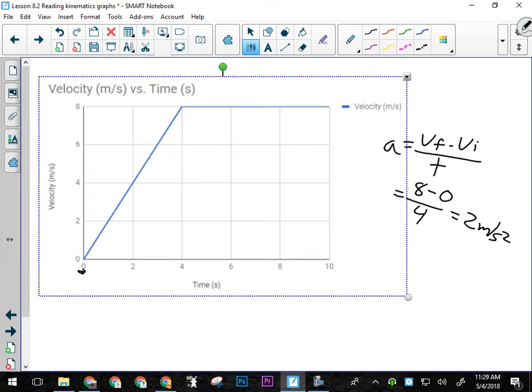Remember, that's the units for acceleration. We'll talk more about that when we talk about acceleration, but it's meters per second per second. Meters per second squared is quicker than saying meters per second per second. Okay, all right. Everybody okay with calculating the acceleration? Okay. What's the acceleration between 4 seconds and 10 seconds?